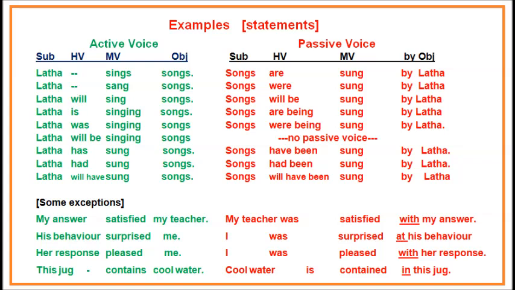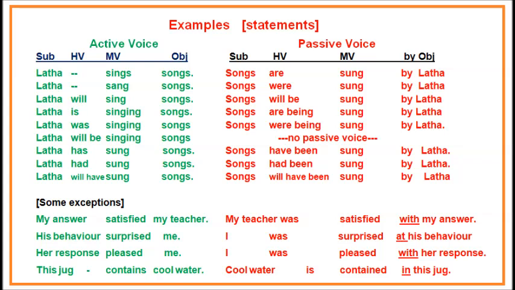Next one, Lata sang songs. Simple past tense. Songs were sung by Lata. The be form also changed accordingly to past tense. Lata will sing songs. Songs will be sung by Lata. Already we discussed that there should be a be form before the verb. That's why we added this be. After modal helping verbs, we use the original be form, be. Songs will be sung by Lata.